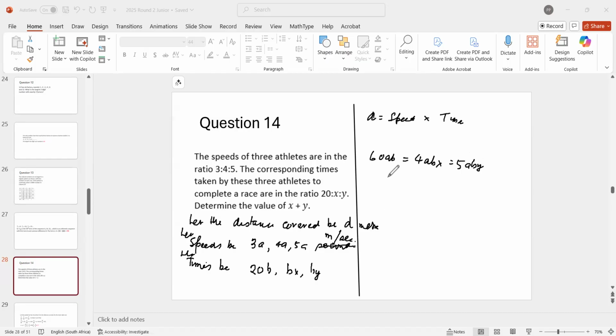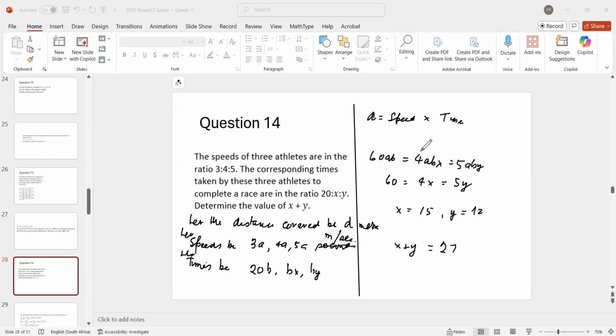Okay, the AB cancelled, so you have 60 is equal to 4x is equal to 5y. And if you cancel the a's, now that tells you what x is. 60, so x must be 15, and y will have to be 12. 5y is equal to 60, so y must be equal to 12, and that gives you x plus y straight away. It's 27. So that's the answer.